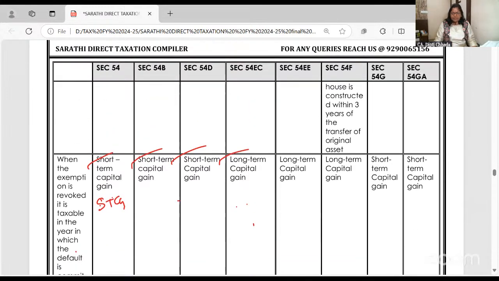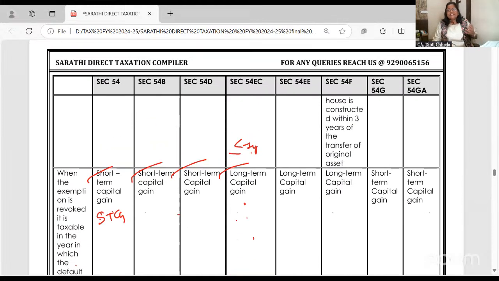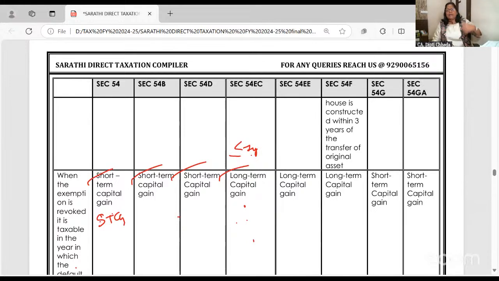Ma'am, all were short-term. Why is this long-term? Because for bonds and all, less than 1 year is only short-term. After that, it's long-term. CGS is not applicable. Why? See, when is CGS applicable? When you promise that within 2 years, 3 years I'll purchase. But here you have to buy bonds. So before the due date of filing the return, definitely you can buy bonds. Why would you want to put the money in CGS and say, yes, I'll buy tomorrow, the day after? Only 6 months time is there. So CGS has no importance.